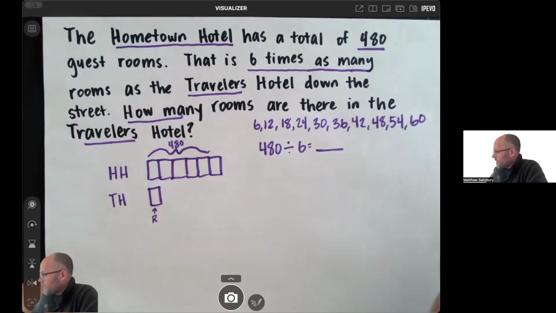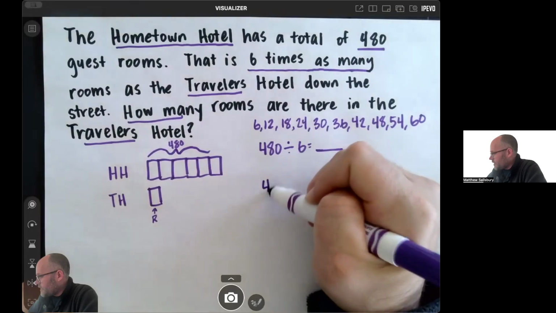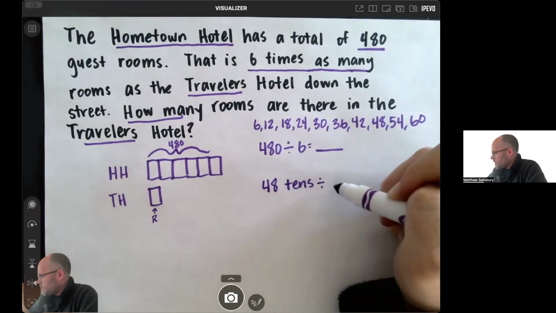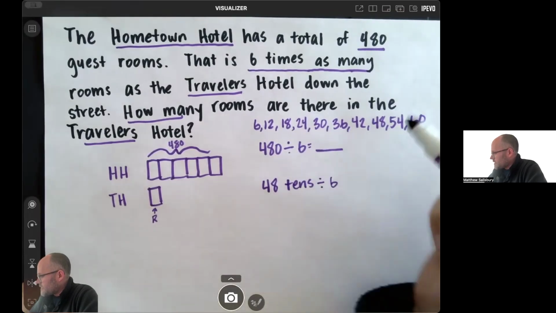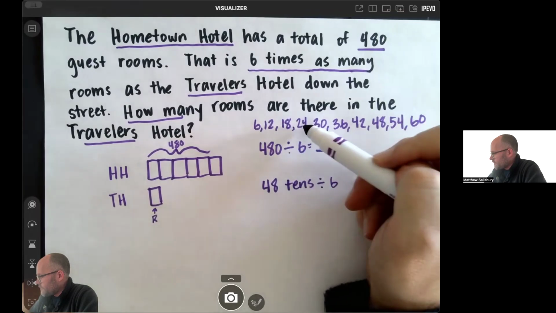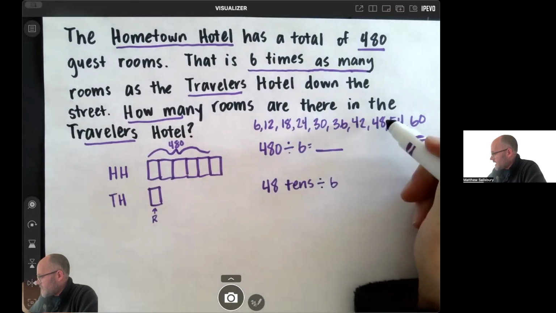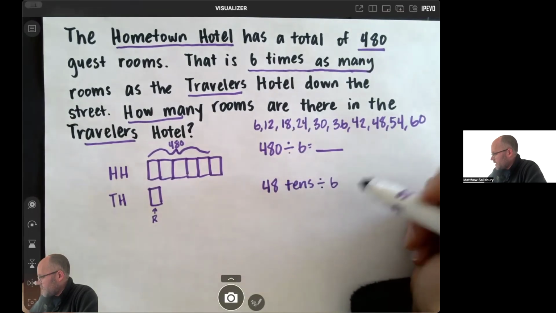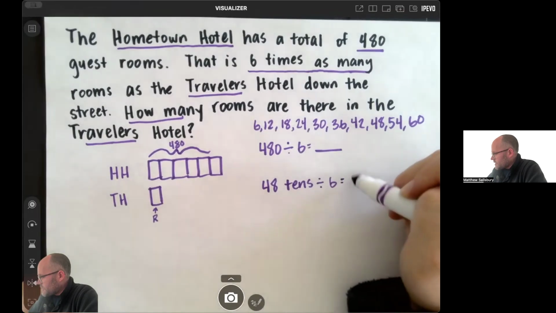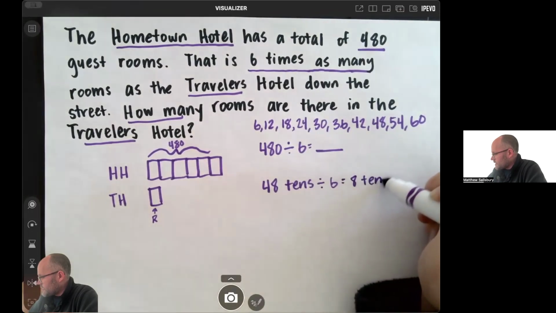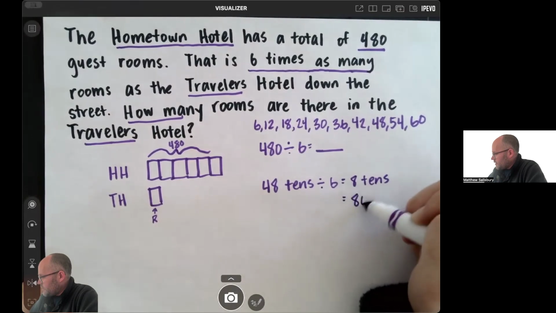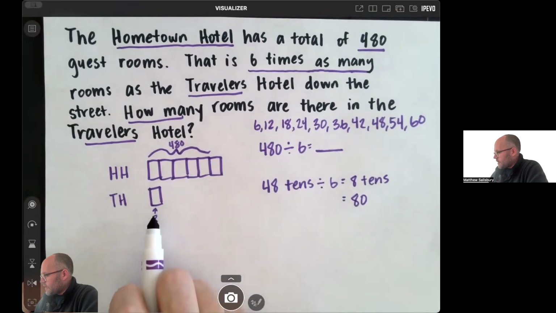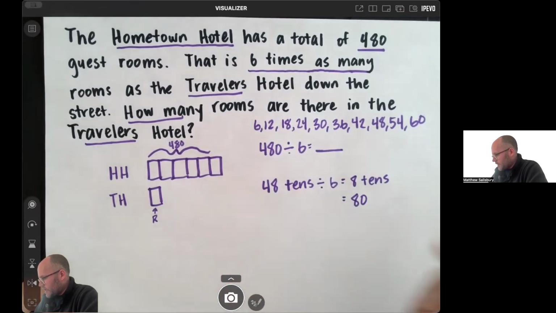So I could think about 480 as 48 tens divided by 6. And I see here that 6 times 1, 2, 3, 4, 5, 6, 7, 8. 6 times 8 is 48. So 48 divided by 6 will be 8, which means 48 tens divided by 6 is 8 tens, which is 80. So that would be 80 rooms in the Travelers Hotel. That seems about right. That really makes sense to me.